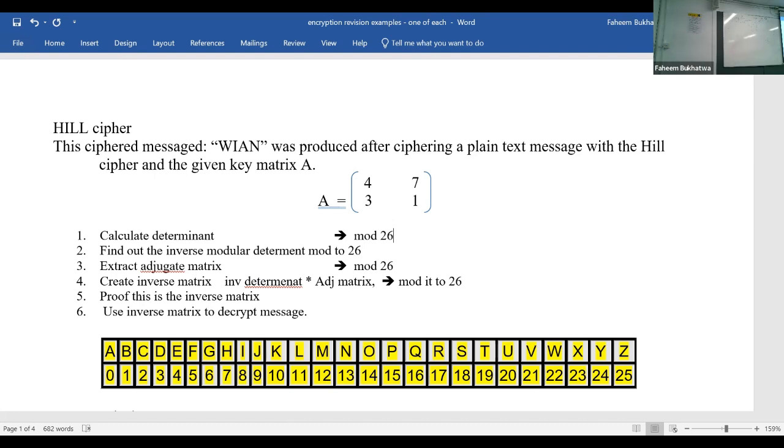If you do this, then you'll have no problem with Hill cipher. If you can't do it today, you'll need to go over. And I'm here to show you. If you have a problem, just let me know how to do this.